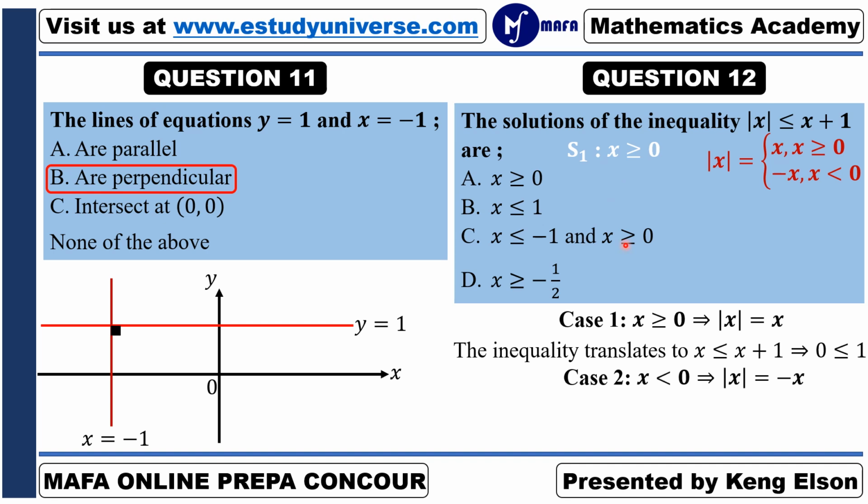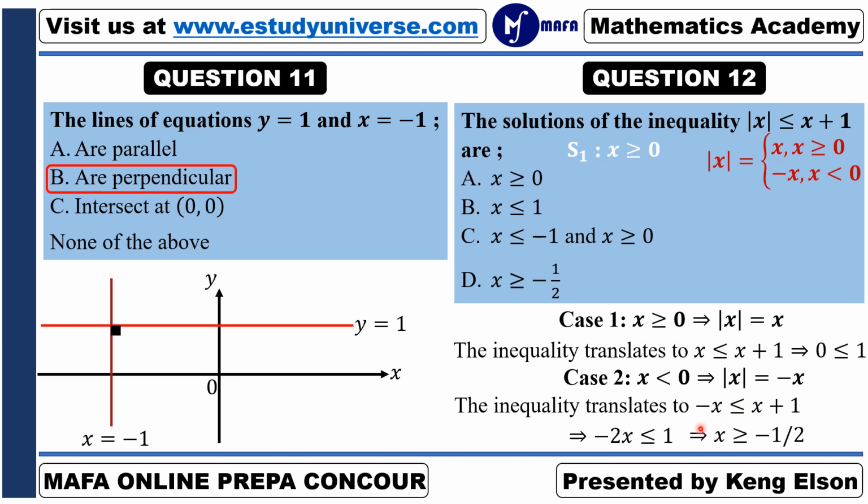Now, the second case, we replace the absolute value of x with negative x, bearing in mind that in that situation, our x is supposed to be negative, meaning less than 0. So if we replace the absolute value of x with negative x, we can solve the inequality. We subtract x on both sides, and then we divide both sides by negative 2. The inequality sign reverses to greater or equal to. So the solution is x greater or equal to negative half.